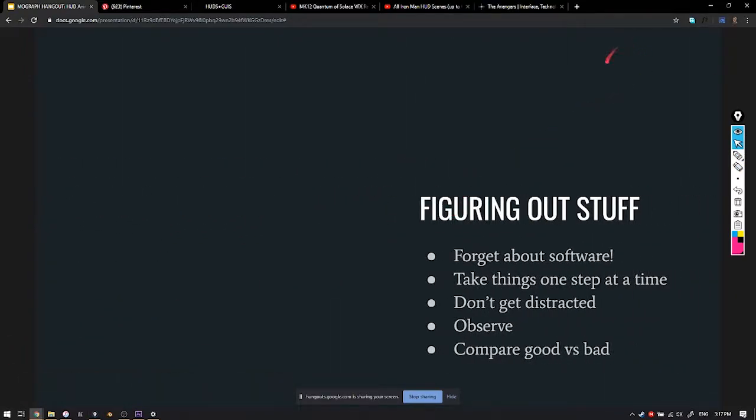So let's figure stuff out. Let's go to research and start thinking about how we're going to create our own HUDs. Some important things to note while we're doing this: we need to forget about software, forget about technical. Don't look at something and say, how am I going to execute that in After Effects? We don't think about that. We'll worry about that when we get there, and I'll probably make that point as we're going along.